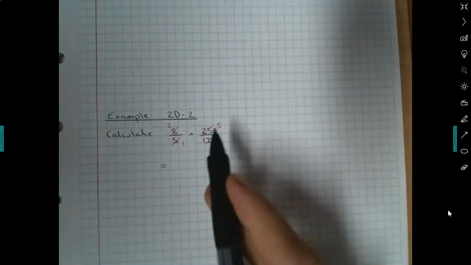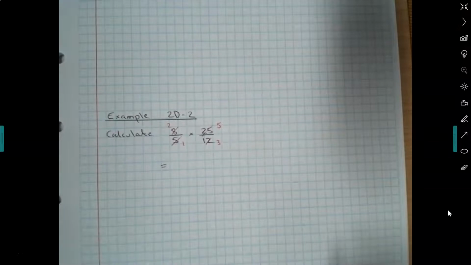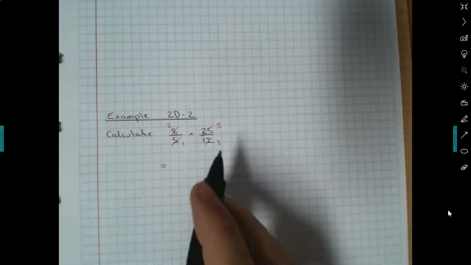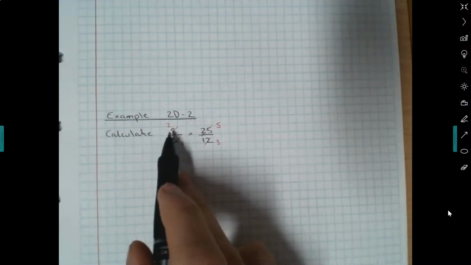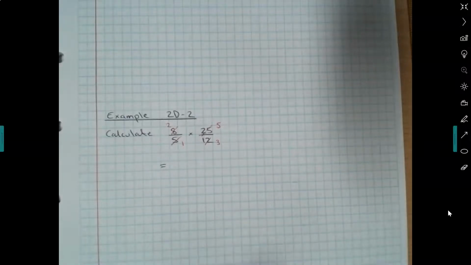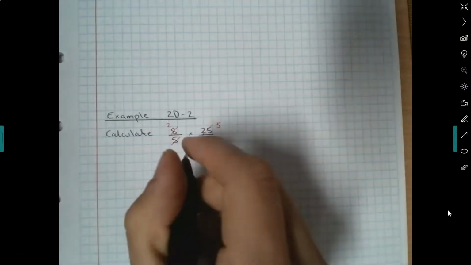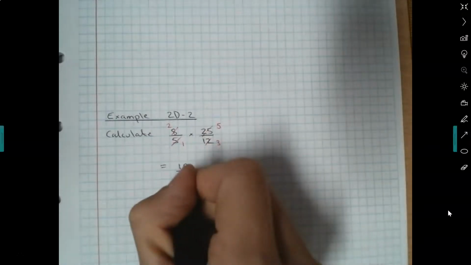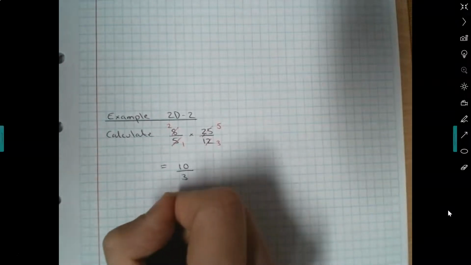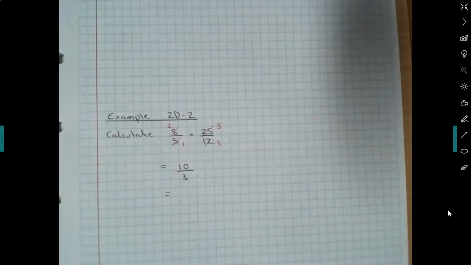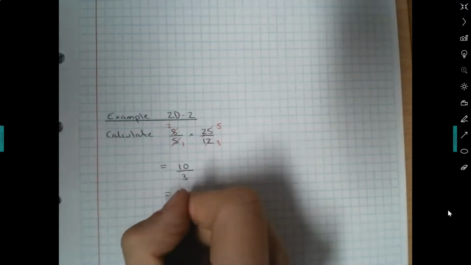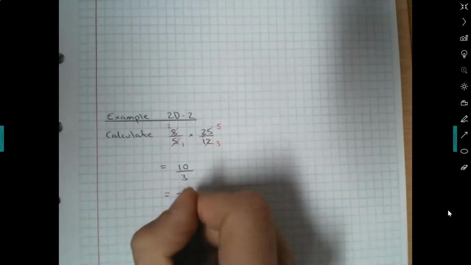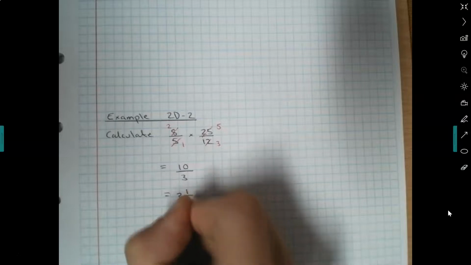So now that I've simplified those values, I can again simply multiply the numerators by each other, and I multiply the denominators by each other. So 2 times 5 gives me 10, over 1 times 3 gives me 3. Now clearly our answer's an improper fraction. We can convert this to a mixed number, so this will be 3 and 1 over 3.